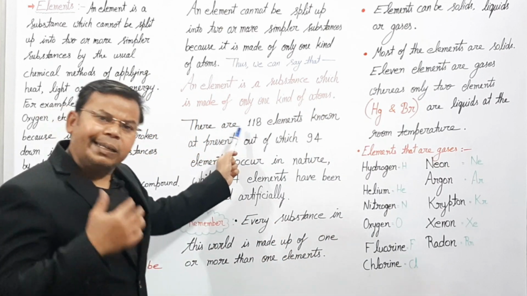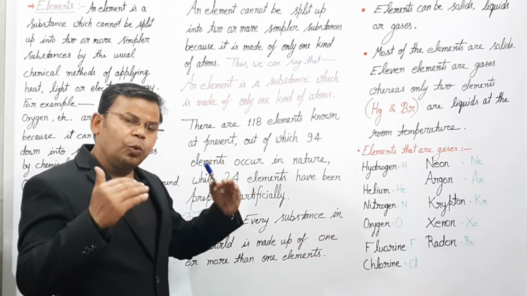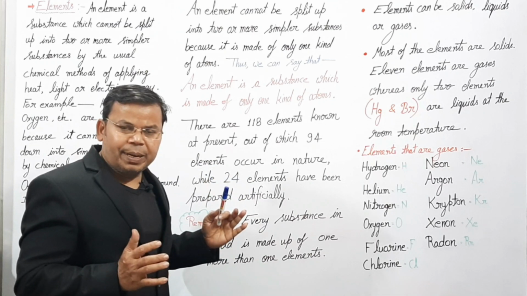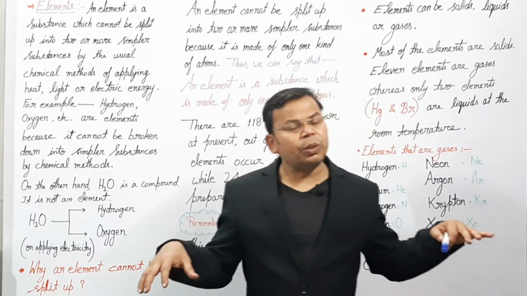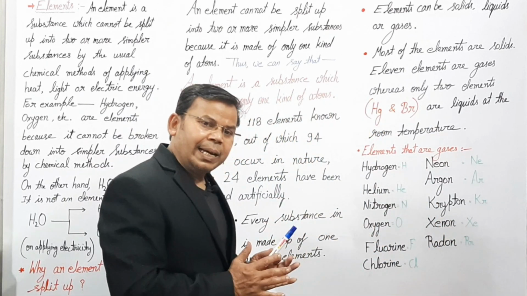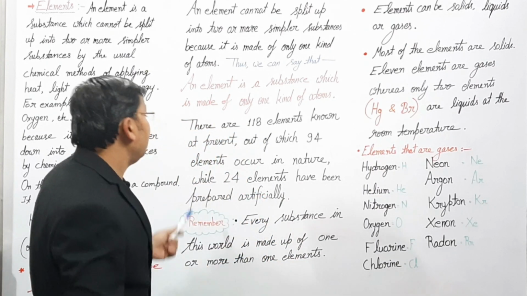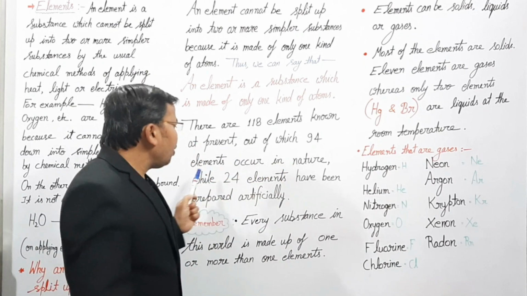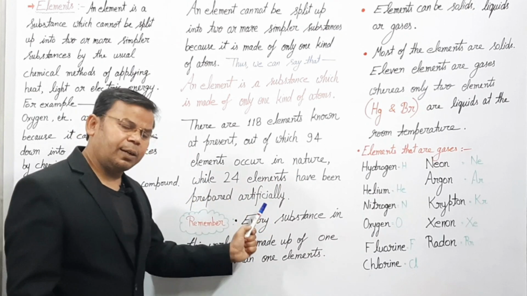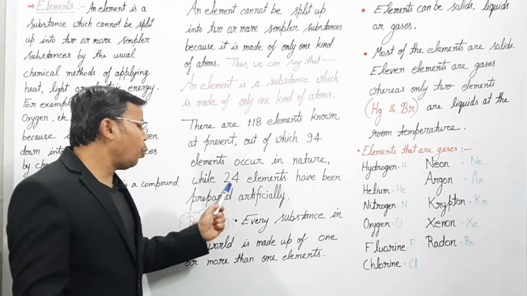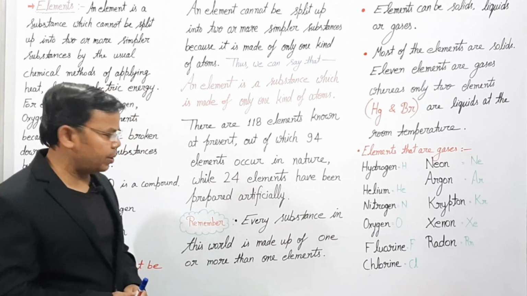There are 118 elements known at present. There is a possibility that more elements may exist in the universe, but by scientists, only 118 elements have been known so far, out of which 94 elements occur in nature, while 24 elements have been prepared artificially. So we can say that 24 elements are artificial or synthetic elements.